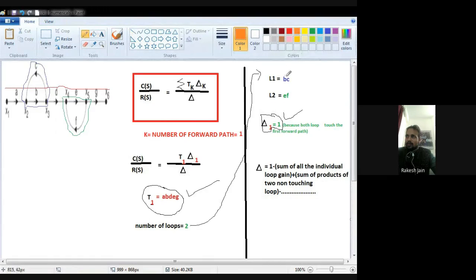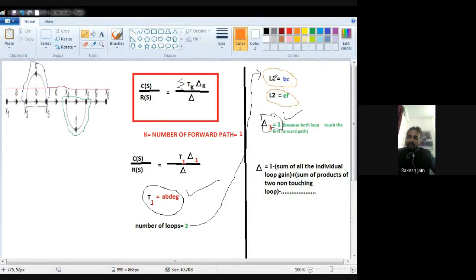See, in this orange color, one loop is L1, one loop is L2. We already found them in the previous steps. So 1 minus the sum of all the individual loop gains. So 1 minus the sum of L1 and L2, plus the sum of products of two non-touching loops.